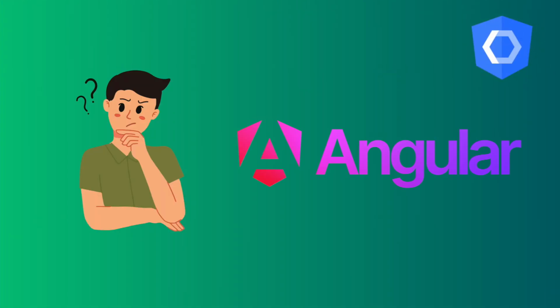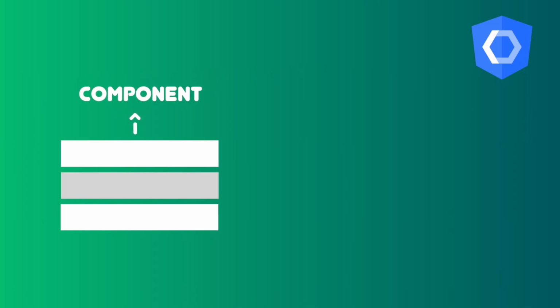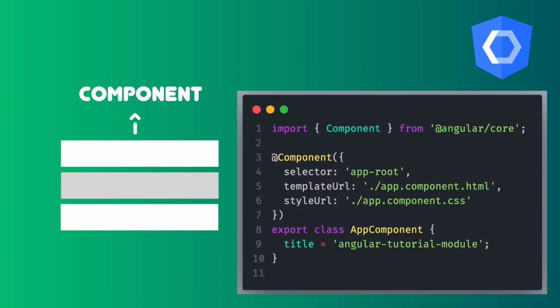So what exactly are Angular components? In simple terms, components are the building blocks of an Angular application. They are like Lego pieces that come together to create a fantastic structure. Each component is a self-contained unit responsible for a specific part of your application.